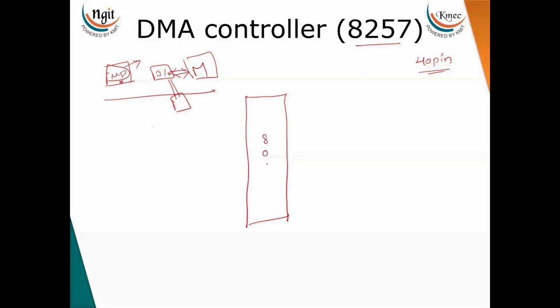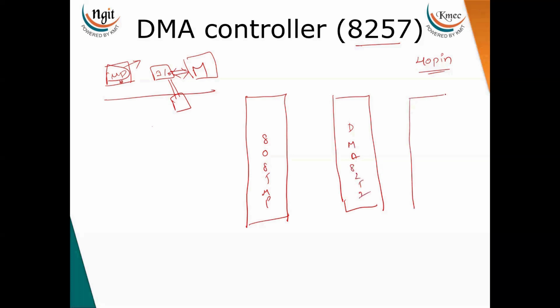Now if you see, this is the 8085 microprocessor. This is the DMA 8257, and the I/O device is connected to the DMA. Here I am showing a single I/O device. Now in the 8085 we have two pins: one is HOLD and another one is HLDA, the hold acknowledgement pin. By using these two pins, the DMA is connected to the 8085.